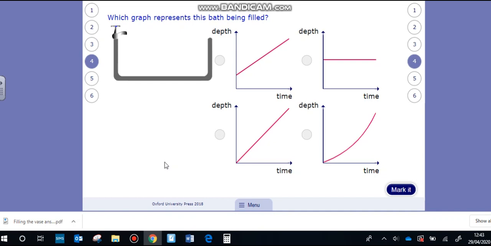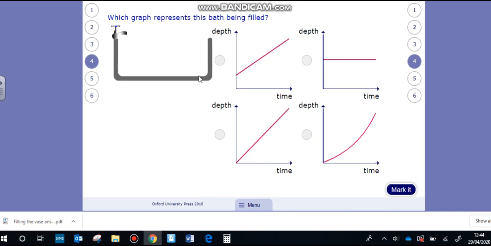At the moment the bath is empty. So if I look at this graph here, this graph is suggesting that the bath is already slightly full of water because it's not starting at 0. So I don't think it's that graph. This graph here says the depth stays the same all the way, and it's certainly not empty, it's starting here. Well, this bath is empty, and in a minute we're going to turn the tap on, so it's going to be filled. This graph starts empty and fills at a steady rate.